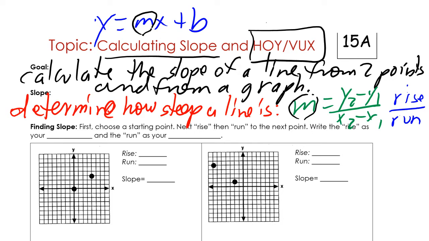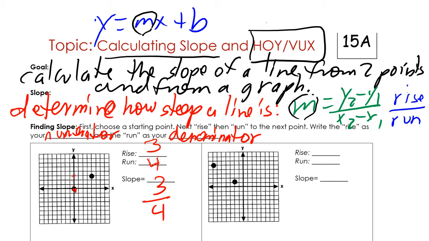All right, when we have 2 points on a line, I always start at the lower point and count up. 1, 2, 3. I rise 3. Rise is going to be the numerator. And the run is going to be the denominator. So I counted up 1, 2, 3, and I'm going to go to the right this time. 1, 2, 3, 4. So the run is going to be 4. So the slope is 3 over 4.